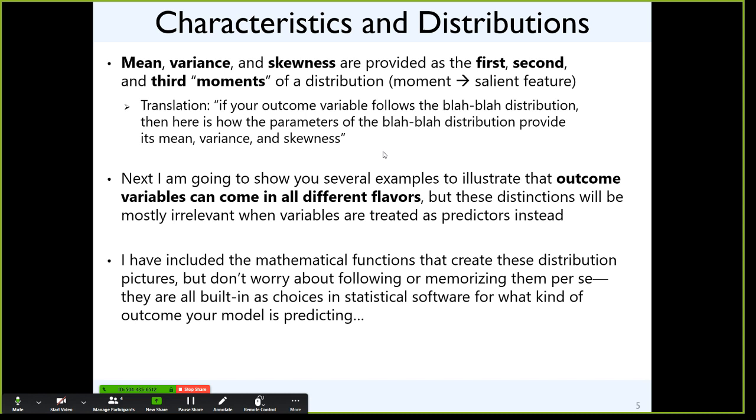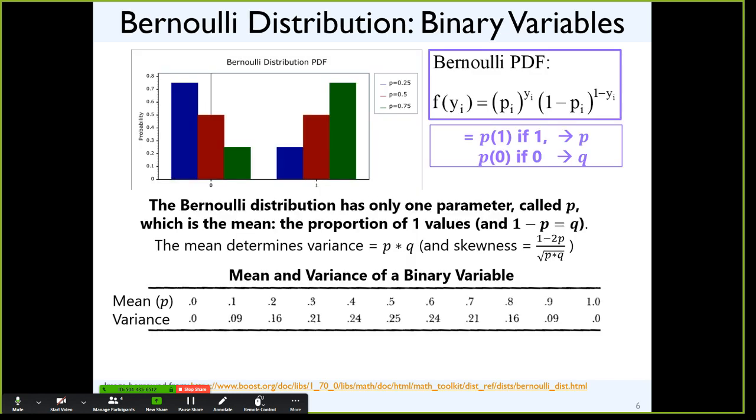So each of these pictures then shows how that distribution says what the mean should be, what the variance should be, and what the skewness should be. So here's our first one. Simplest case, a binary variable. You can either be pregnant or not pregnant, dead or alive, red or blue. Not political, but like maybe your favorite color or something. You get the idea. There's only two possibilities.